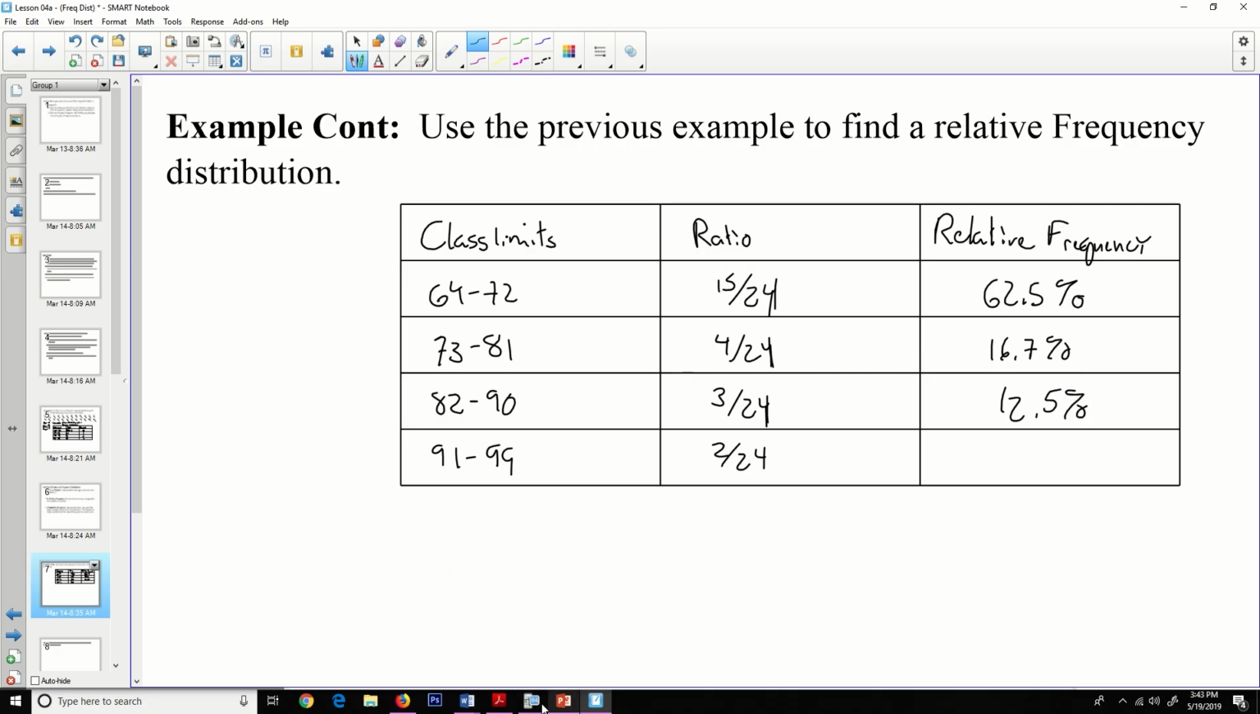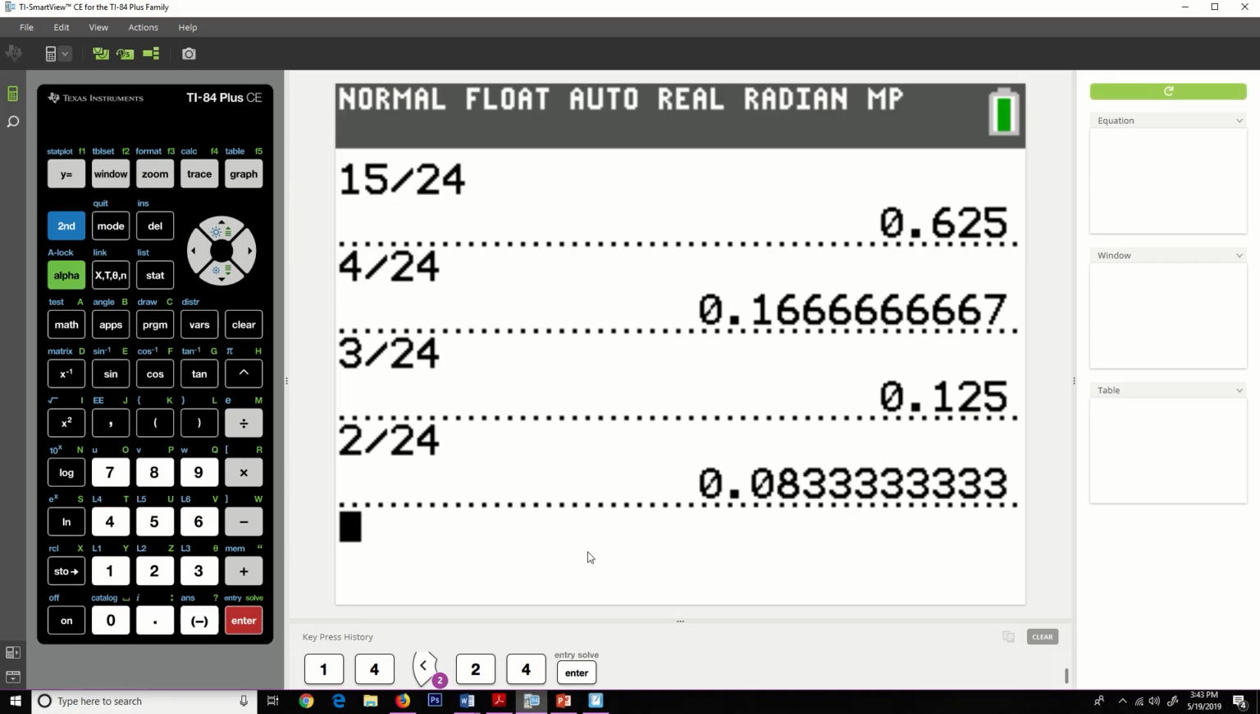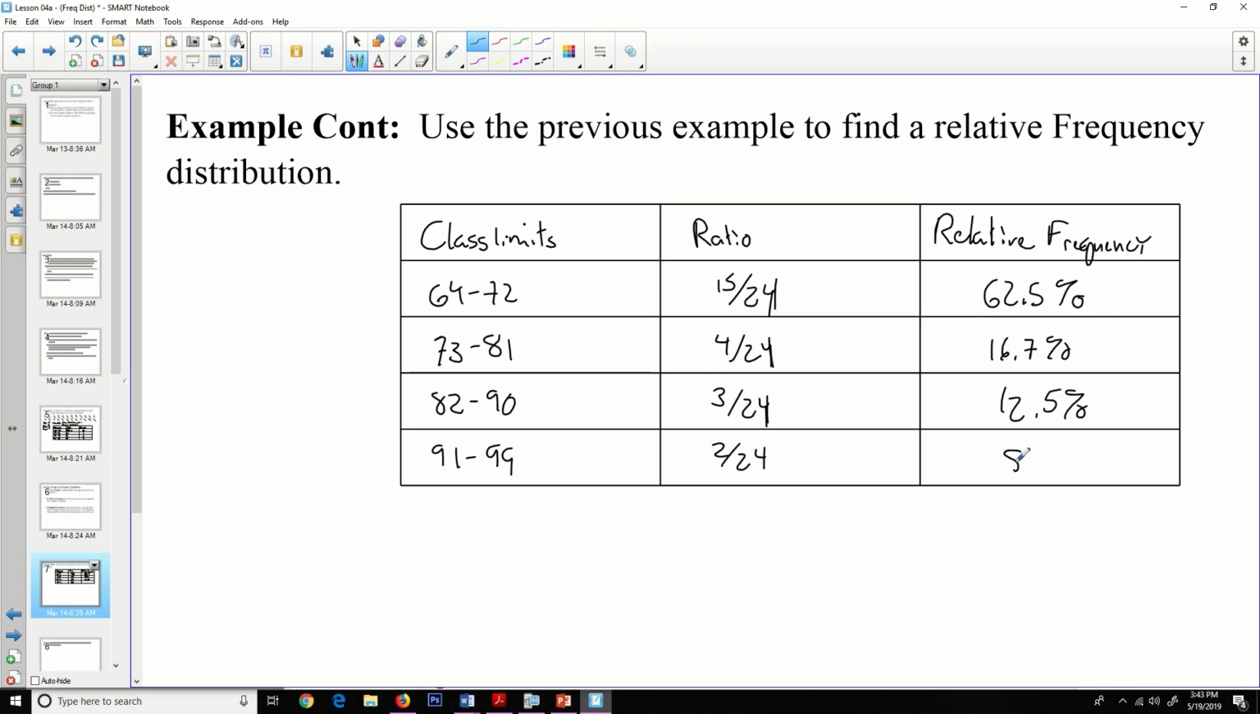And then let's see here. The last one, 2 divided by 24, not 14. McCully, come on, press the right buttons. There we go. 8.3 repeating percent. We'll round to 8.3%. And that is our relative frequency distribution.